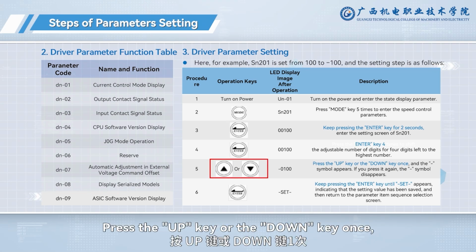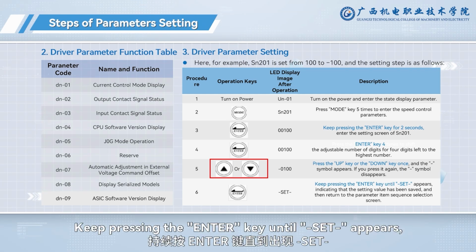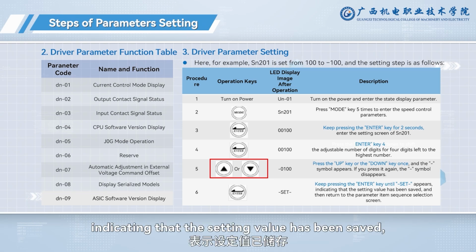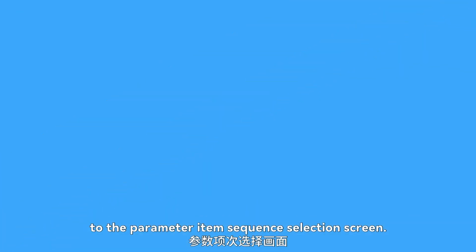Press the enter key 4 times to shift the adjustable digit 4 places left to the highest digit. Press the up key or the down key once, and the dash symbol appears. If you press it again, the dash symbol disappears. Keep pressing the enter key until the set dash appears, indicating that the setting value has been saved, and then return to the parameter item sequence selection screen.